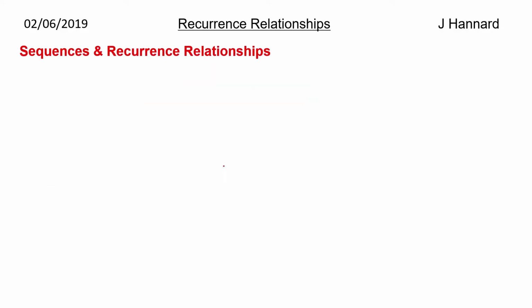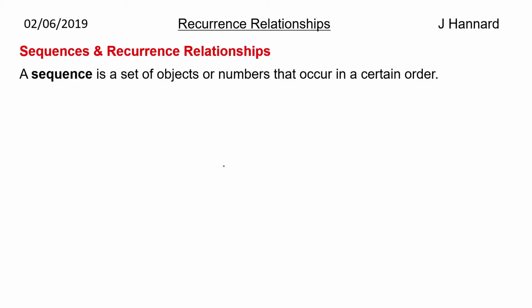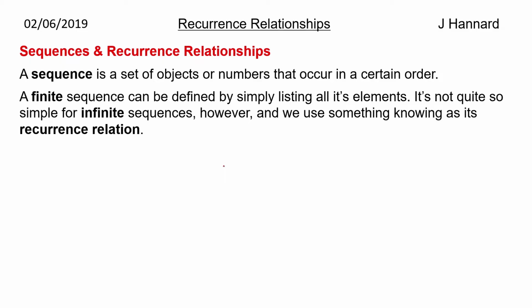So, sequences and recurrence relationships then. A sequence is a set of objects or numbers that occur in a certain order. A finite sequence can be defined by simply listing all its elements. It's not quite so simple for infinite sequences, however, and we use something known as a recurrence relation. So a finite sequence, basically you can just count. It basically means you can count everything.